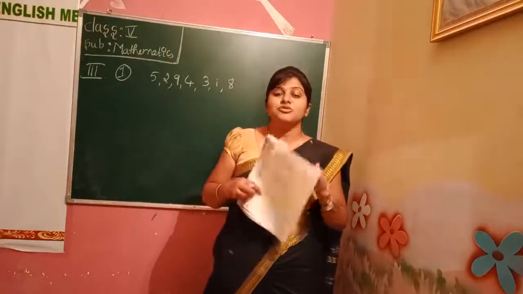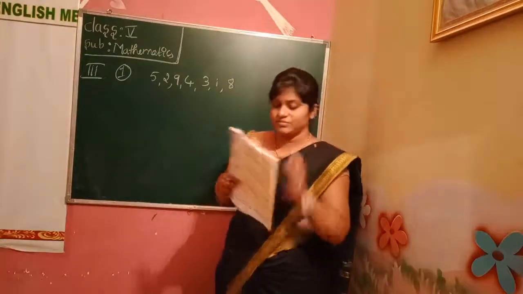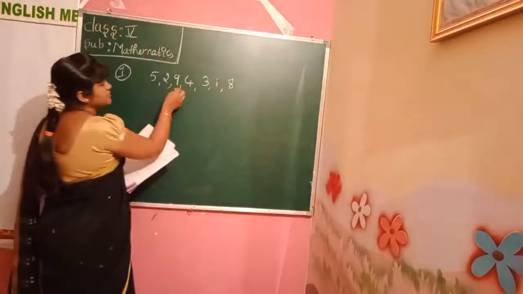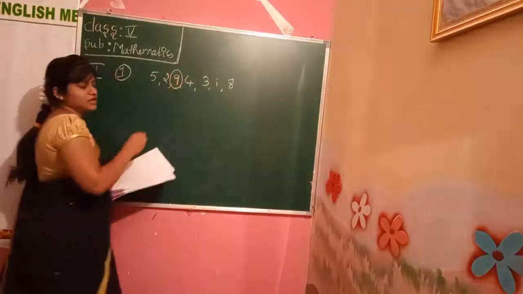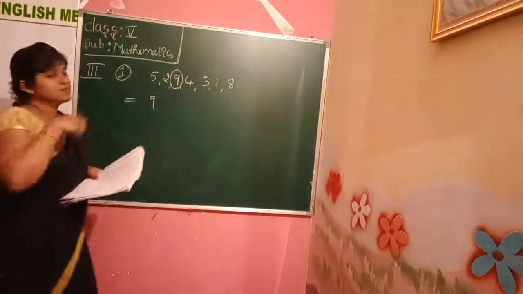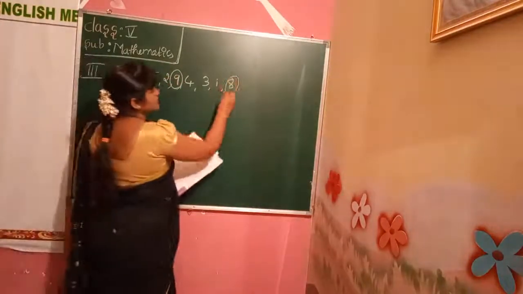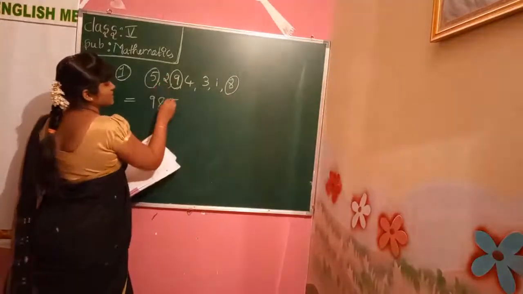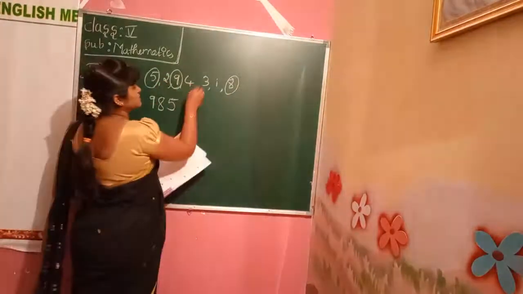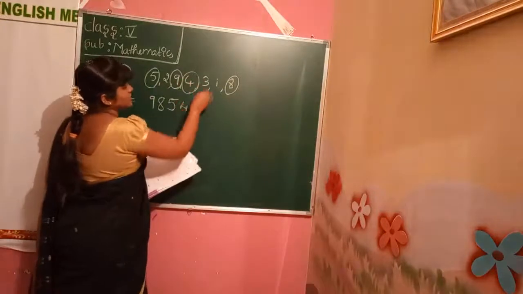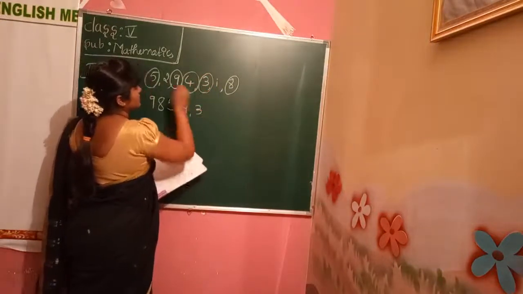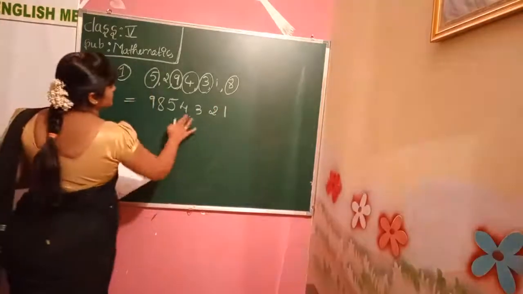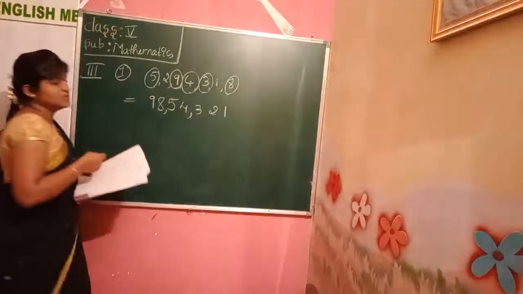They are telling us to find out the greatest number. Which greatest number can we form? Which is the greatest among these? First, 9, so I will write 9 first. The second greatest is 8, I will write 8. The third greatest is 5, I will write 5. The next greatest is 4. The next one is 3, 2, 1. Yes, we got these many numbers.